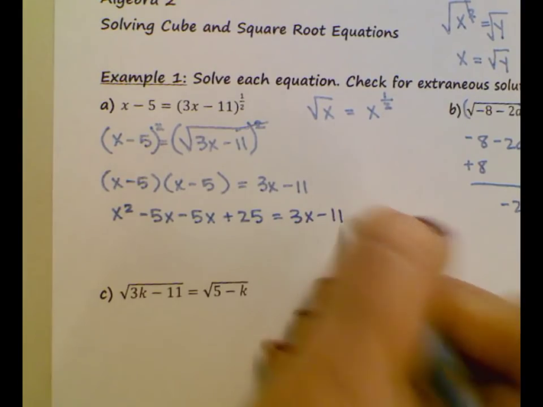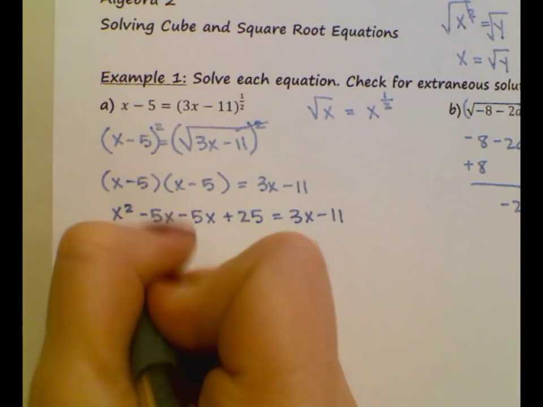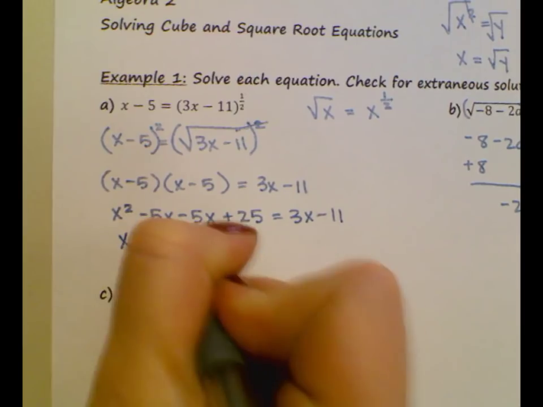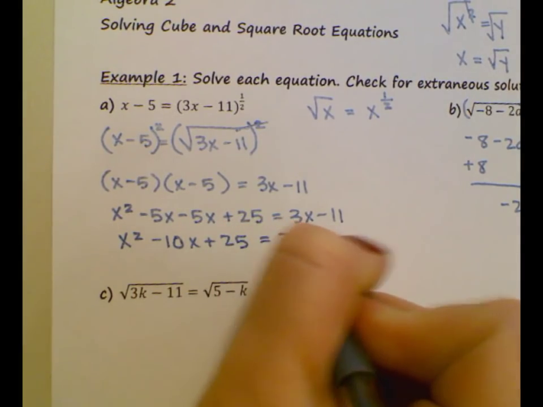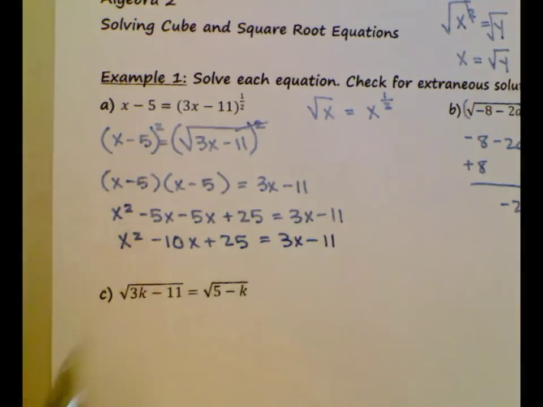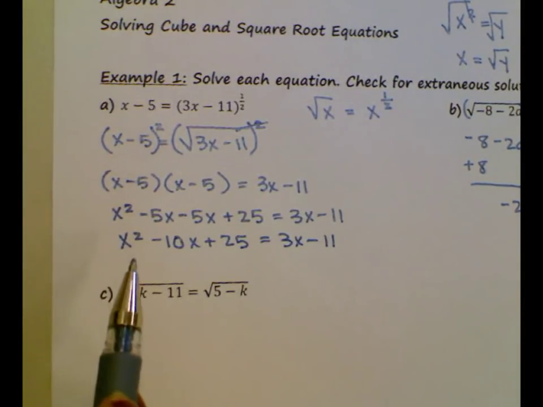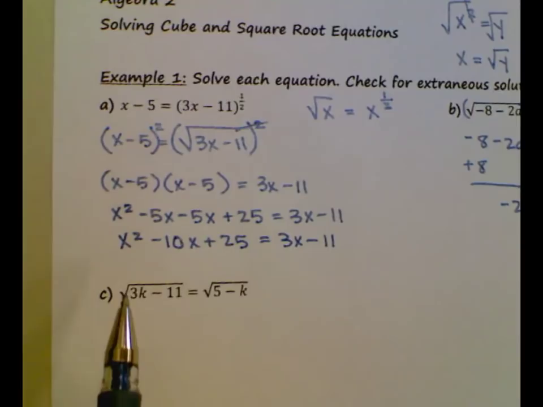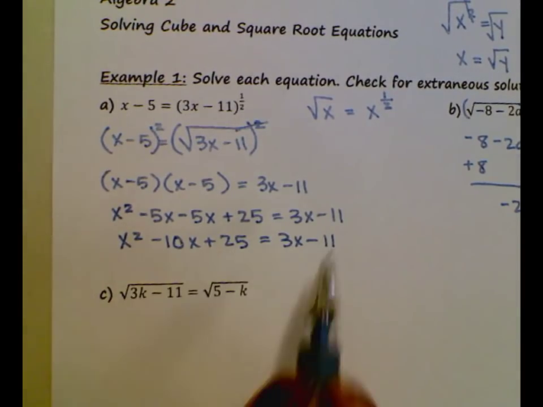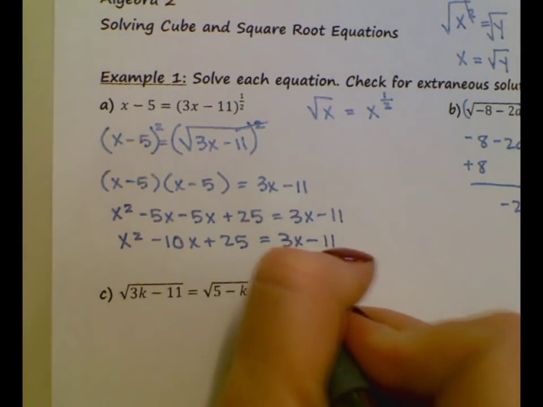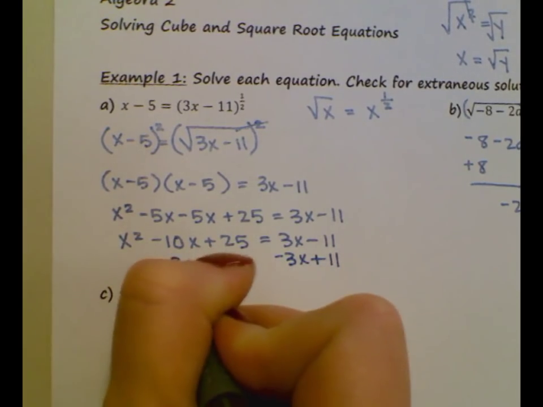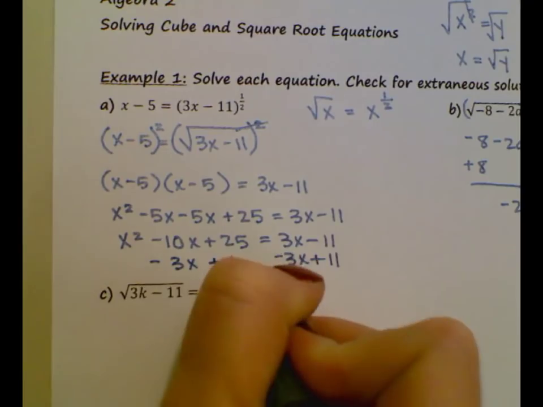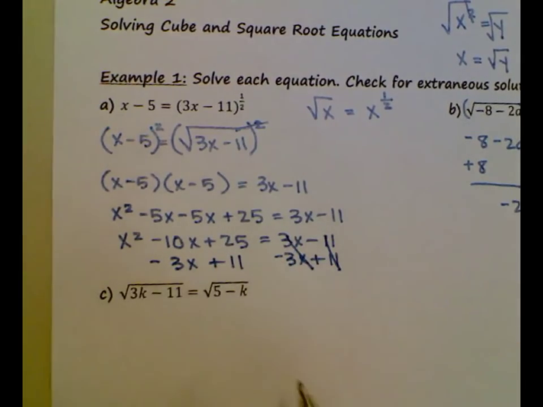3x minus 11 still. I'm going to combine like terms and get a negative 10x. And then I'm going to move everybody over to the left because I know I have this x squared. So that means that I'm probably going to have to factor here in a minute. So I'm going to subtract a 3x and I'm going to add an 11. So subtract a 3x, add an 11. That makes all this go away over there.